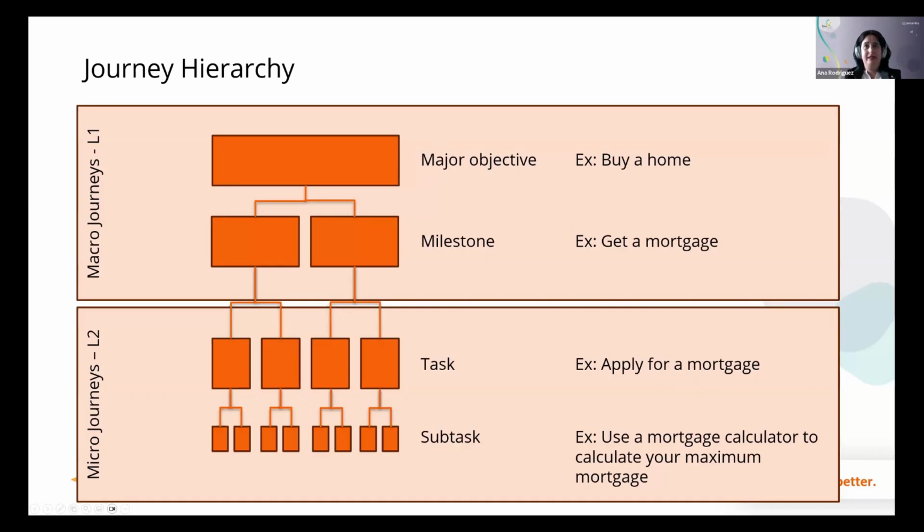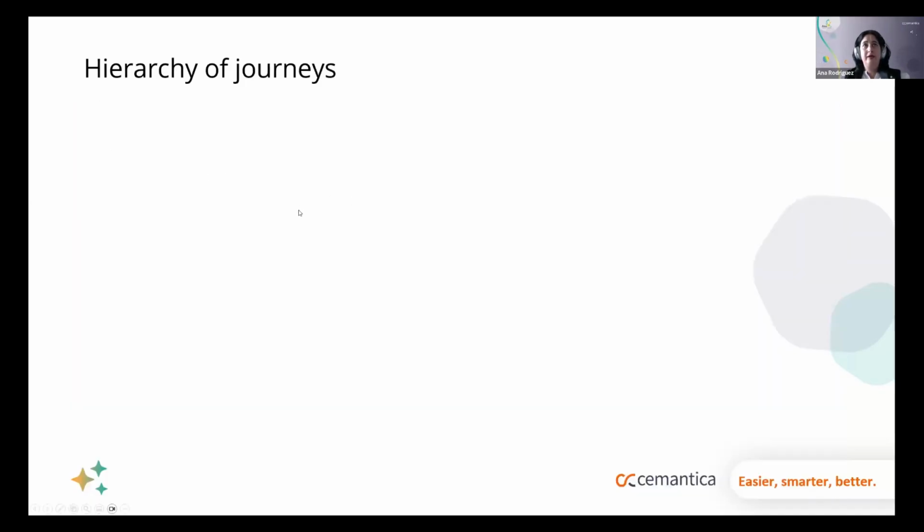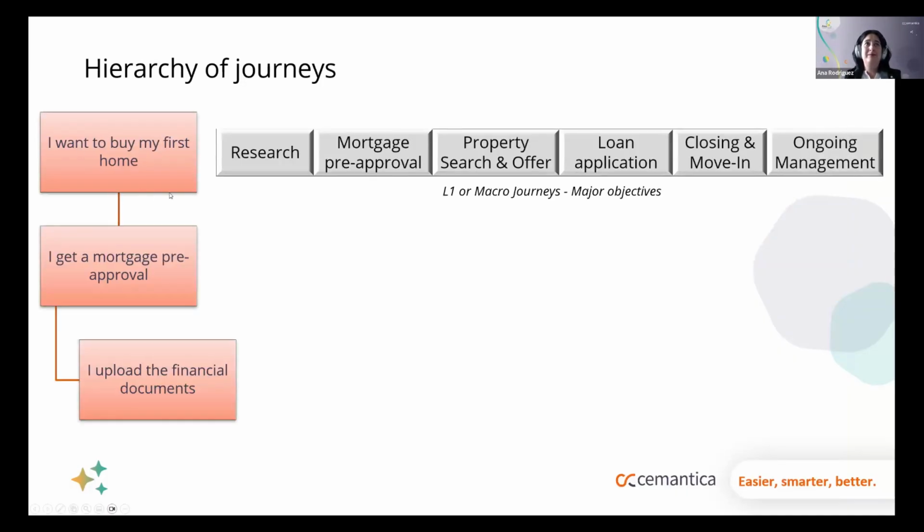Let's continue with this example because I think it's quite interesting, and continue talking about the hierarchy of journeys and our example of "I want to buy my first home." As I mentioned before, this is the jobs to be done for the customer. So if we map this, I want to buy my first home as a macro journey, we know the customer normally starts by exploring the market, calculating what is affordable for him or his family.